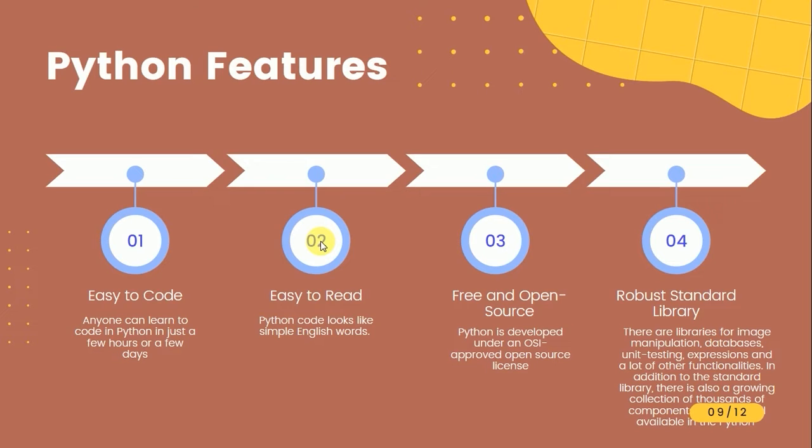The next feature of Python is that it is free and open source. Python is developed under an OSI approved open source license. We can easily download the Python IDEs from the website, and it is an open source language. Then the large standard library. In Python there are various inbuilt libraries available. By using these libraries the code gets minimized, and all the unit testing or functionalities can be easily implemented in Python.